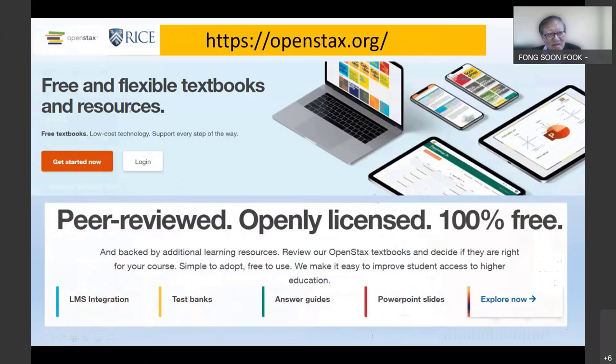This is Rice University OpenStax. And all are peer-reviewed books here. They also have test banks, answer guides, PowerPoint slides. Later on, when Dr. Mohamad Aslis, you introduce OER and IOER to your SEAMEO partners, maybe you introduce to SEAMEO SEN, then they will find this to be very useful.